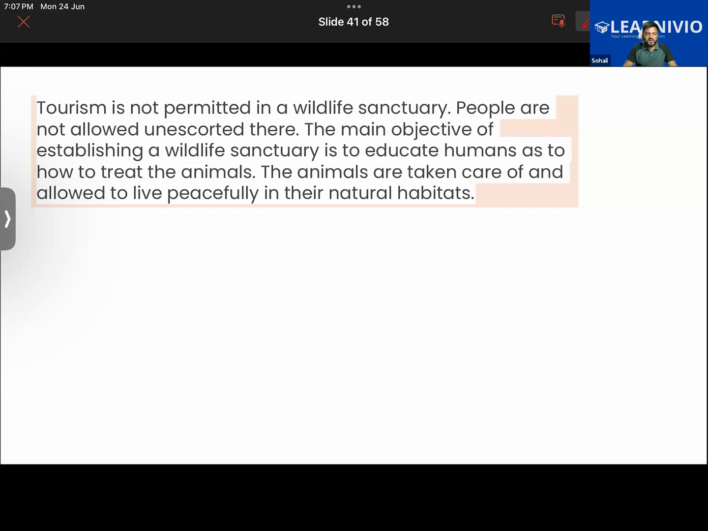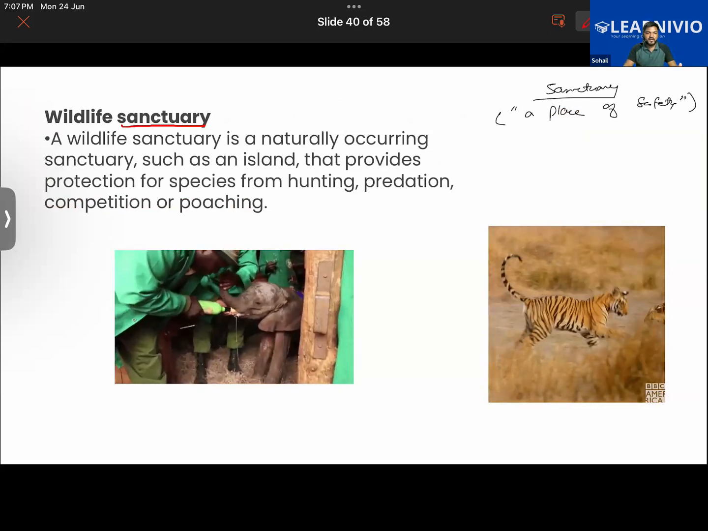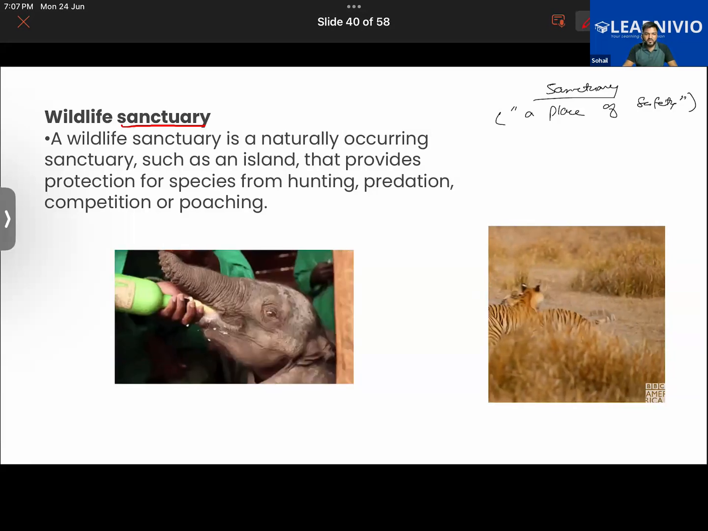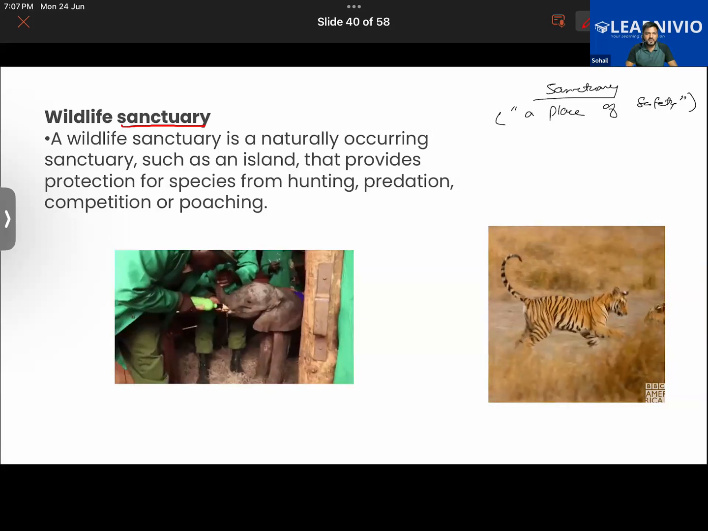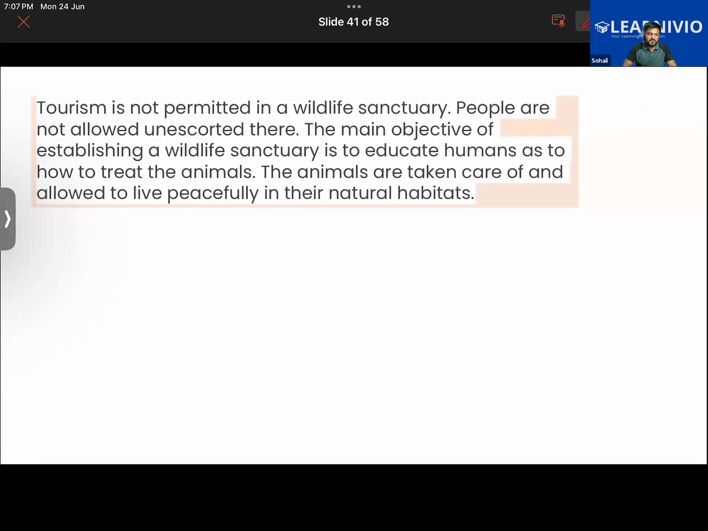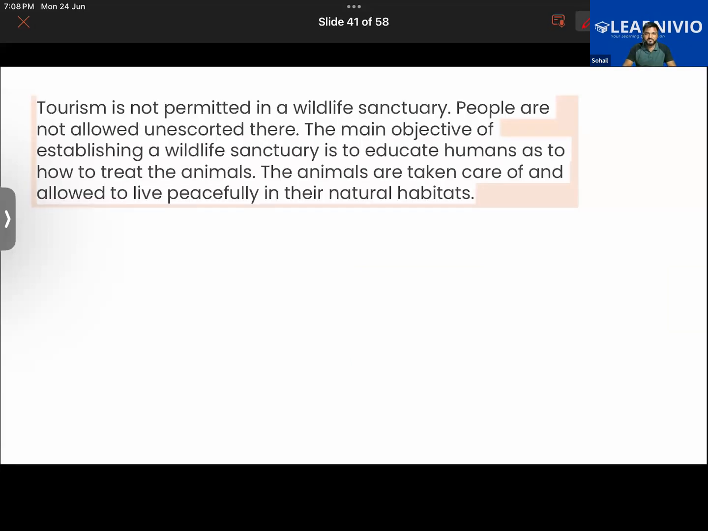So the objective of having a wildlife sanctuary is to protect the wild animals from poaching, from capturing, from killing. So that is the purpose. Apart from that, another purpose of a wildlife sanctuary is to educate humans as to how to treat the animals. Here the animals are taken care of and they are allowed to live peacefully in their natural habitat. Hope you guys have understood it.